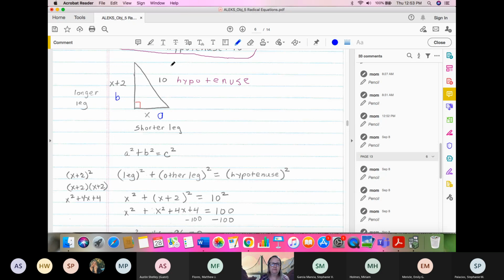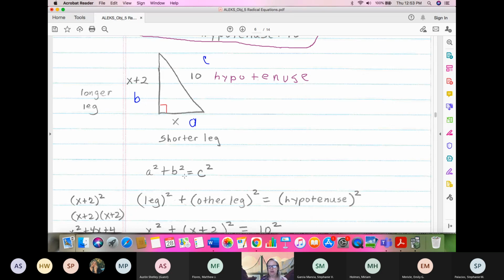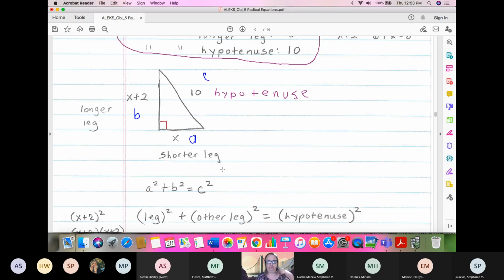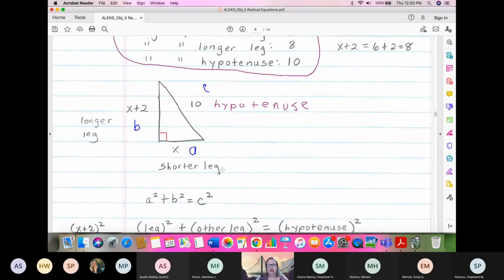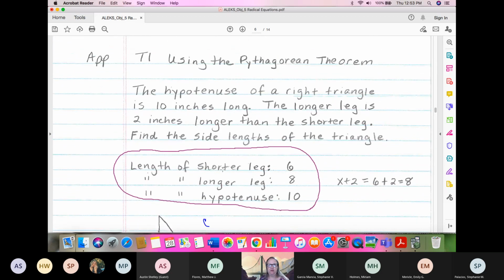This is C in the Pythagorean theorem. A squared plus B squared equals C squared. In other words, the sum of the squares of the legs equals the hypotenuse squared. So let's take a look at what our problem is asking us to find. That was just the background.